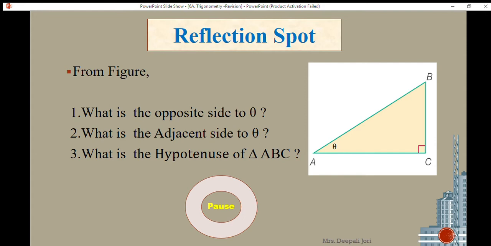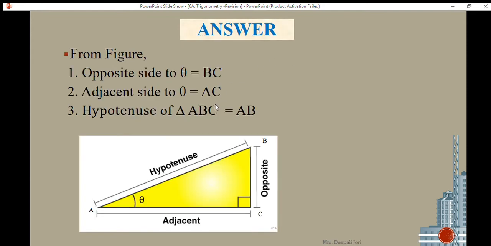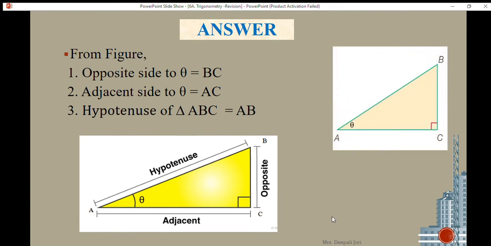So hope you have written those answers. Let's see, the answers are opposite side to theta is, so for this angle theta, the opposite side is BC. The adjacent side to theta is AC, this one, adjacent side, and the hypotenuse of the triangle is AB. Fine. This was our previous figure, the figure I have mentioned there in previous slide.